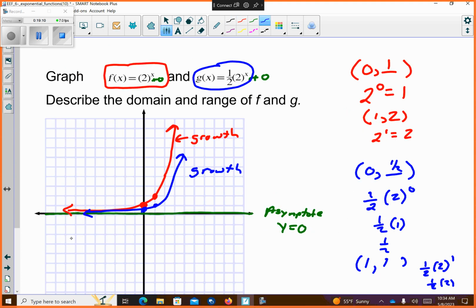What is the domain for the blue and the red? What's the domain for each and every one of these? Negative infinity to infinity. Okay. What is my range for both of these? It's the exact same. What am I coming real close from? What's my lowest I'm going to be? At 0. It's going to go to infinity because it's growing upward. Okay?